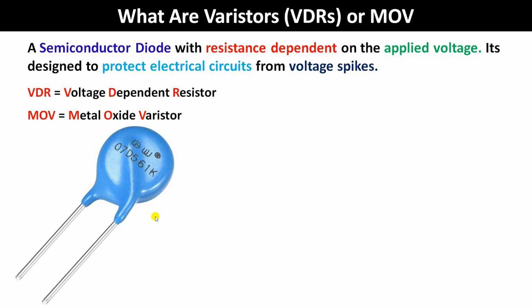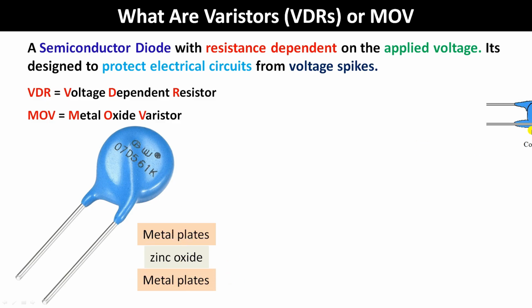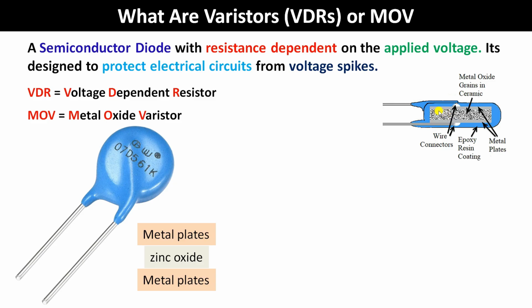Why it is also known as metal oxide varistor, let me explain. To make this resistor, zinc oxide is used, and this zinc oxide is kept between two metal plates. Like in this picture you can see, here is zinc oxide, or you can say metal oxide. Above and below it, metal plates are fixed. According to this way of manufacturing, it is named MOV, that is metal oxide varistor.